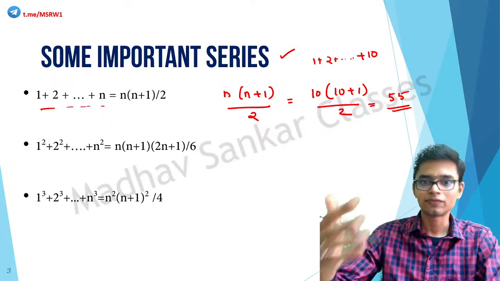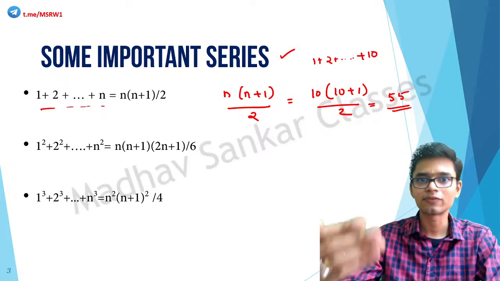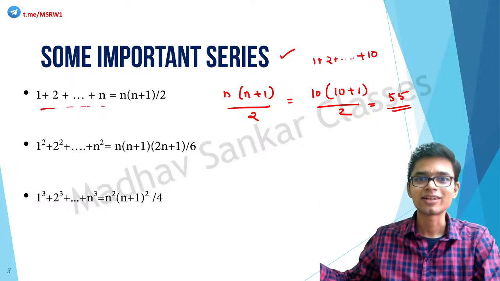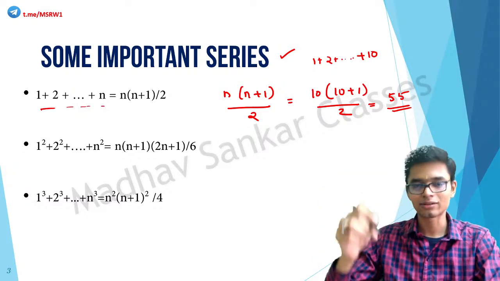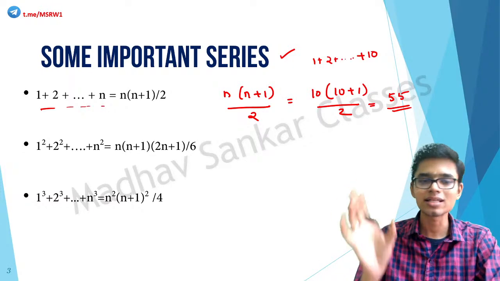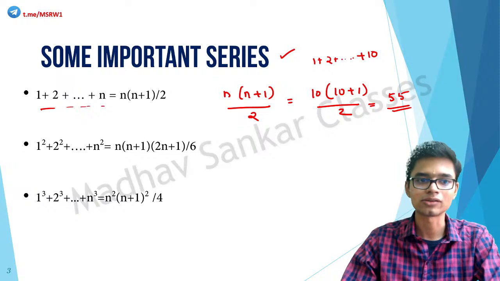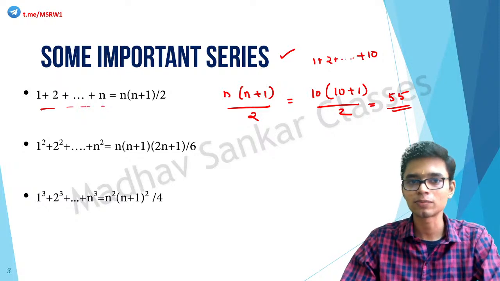Here I gave you an example of 10. Consider n is say 1000 or say 10,000. Doing the entire calculation manually is very difficult, so we can easily substitute into this formula and arrive at the answer. So learn these formulas by heart. These three are very important. 1 plus 2 plus 3 all the way up to n is n into n plus 1 by 2.